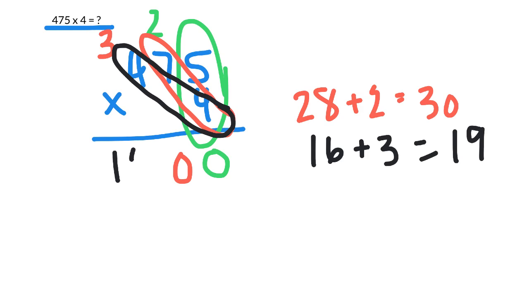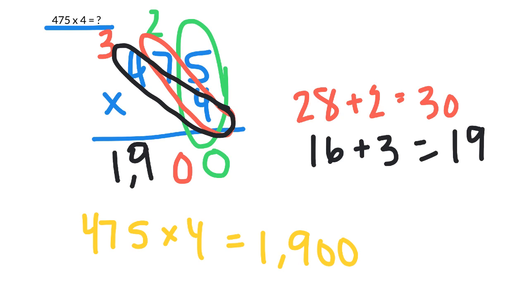So I would write 19. And then I need to make sure I add my comma. So I know that 475 times 4 is 1,900. And that's it.